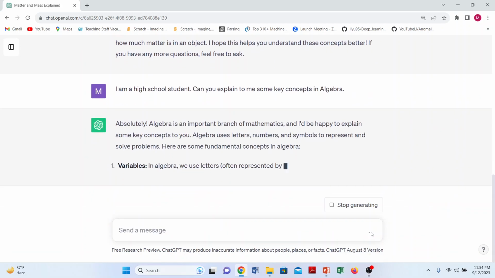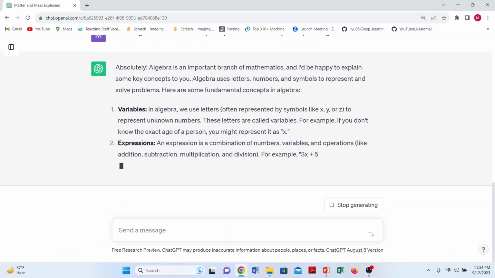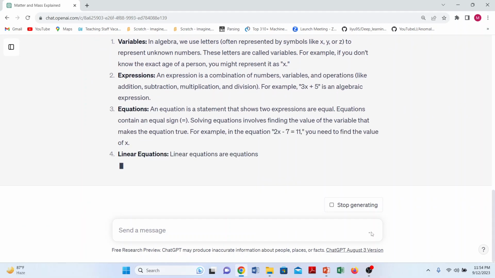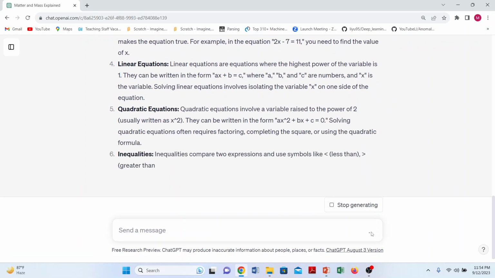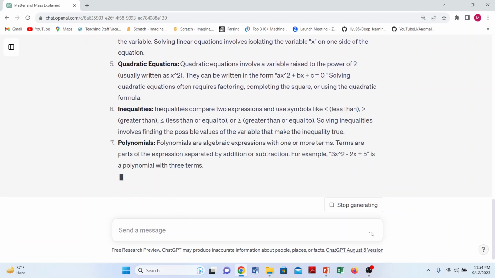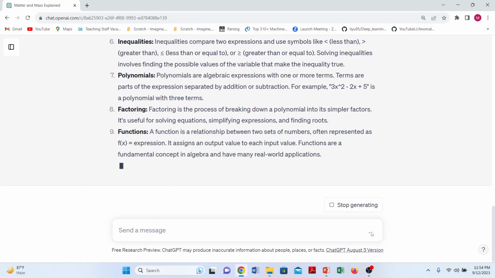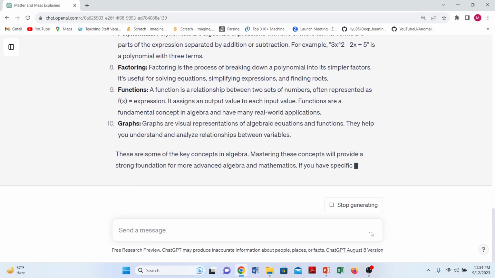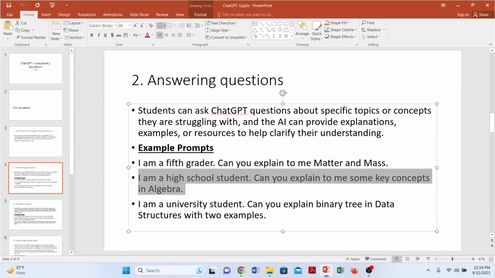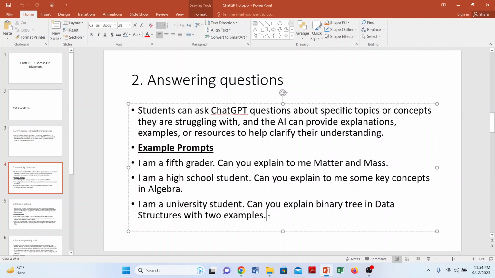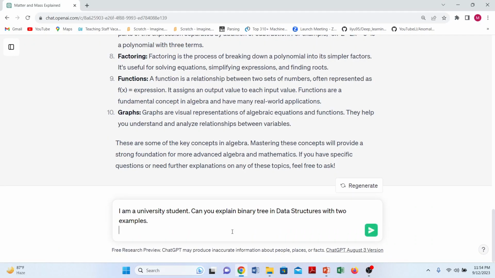If you see, it is telling you different things that you should know, like variables, expressions, equations, linear equations, and quadratic equations. So it will explain all the details. Now, if you want examples in quadratic equations, you can have another prompt asking it to explain quadratic equation with examples. So it will then explain that. Now, our last example for this one: if you are a university student and you want to take help in binary tree, how can you do that?